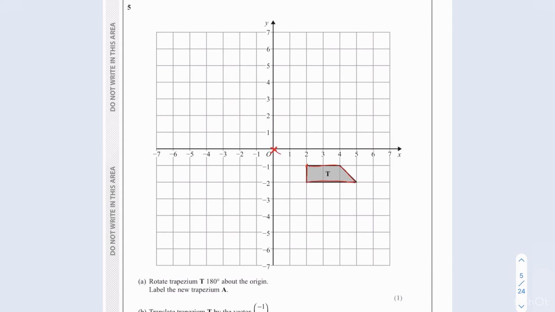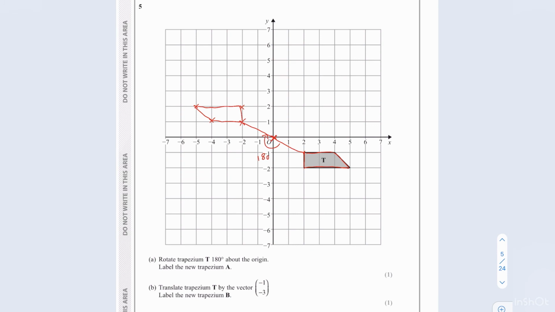I would also connect one edge to my shape. The reason I've done that is going to help me because when I've rotated it, you'll be able to see this 180 degree angle. And that tells me, or shows me, where I need to rotate it. Doesn't matter if you rotate it clockwise or anti-clockwise, you'll still get the correct answer. Okay, so after you've rotated it, your shape should look something like that. And we're going to label that trapezium A.